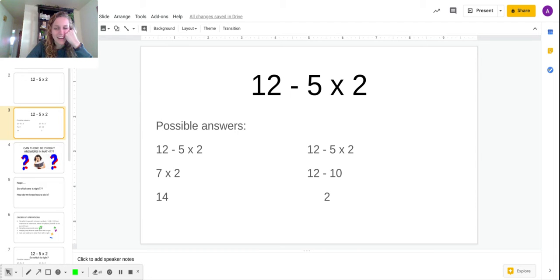So I worked this problem out two different ways. I took 12 minus 5 times 2. So I took 12 minus 5, which was 7. 7 times 2 is then 14. But then I did it another way. I did 12 minus 5 times 2. So I took the 5 times the 2. So then I have 12 minus 10, which is then 2. So we have two different answers.